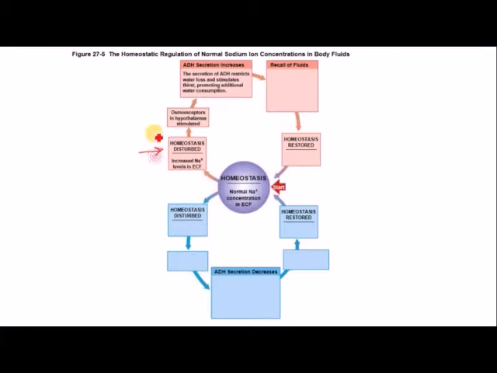Increased sodium levels is called hypernatremia, H-Y-P-E-R-N-A-T-R-E-M-I-A. Hypernatremia: natremia meaning sodium. So this is an increased level of sodium within your system. This is commonly from dehydration or a very high intake of sodium.